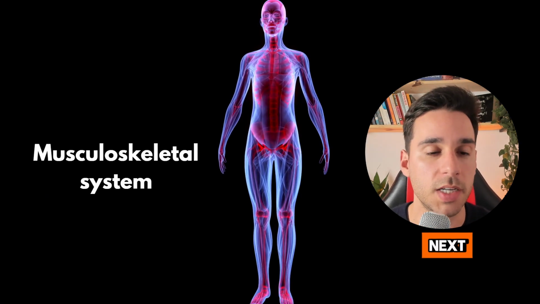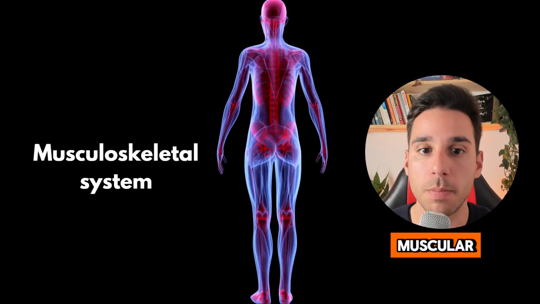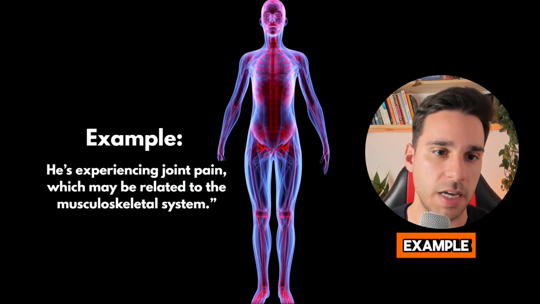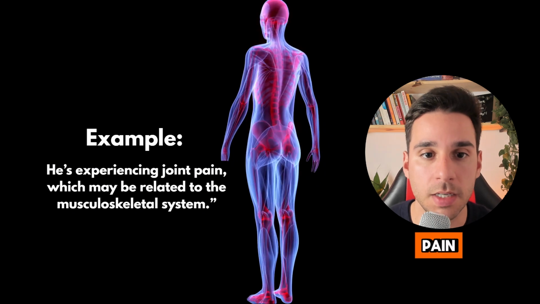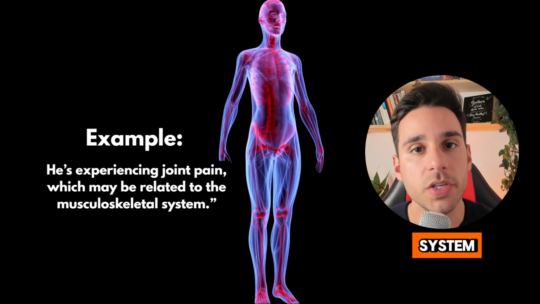Okay, here we go to the next one. Musculoskeletal system. Musculoskeletal system. All right, example sentence: he is experiencing joint pain, which may be related to the musculoskeletal system.